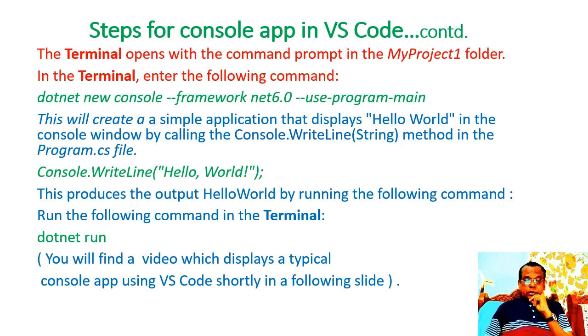Fine. Console.WriteLine in brackets, within double quotes, Hello, World, with an exclamation mark, all within the double quotes, close the bracket, semicolon. This produces the output Hello World. This is the output Hello World, by running the following command.